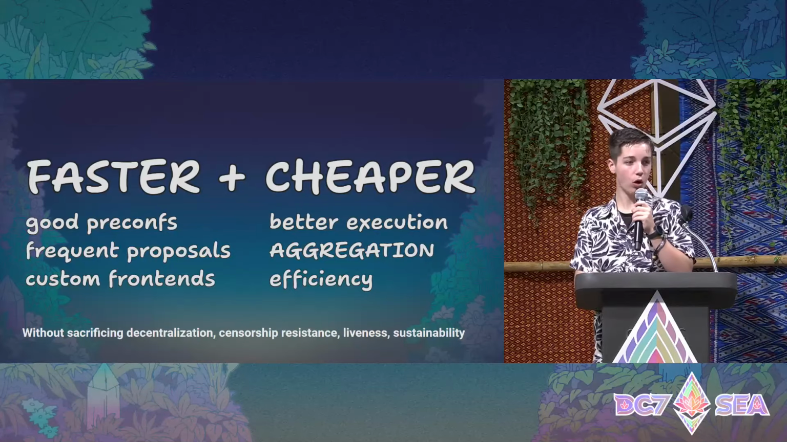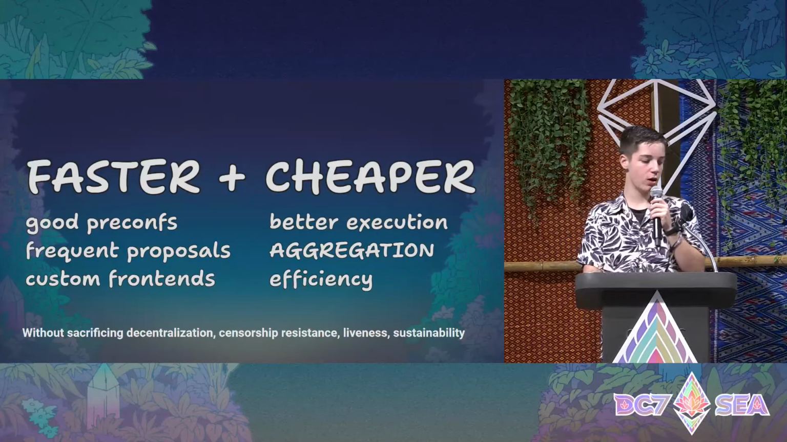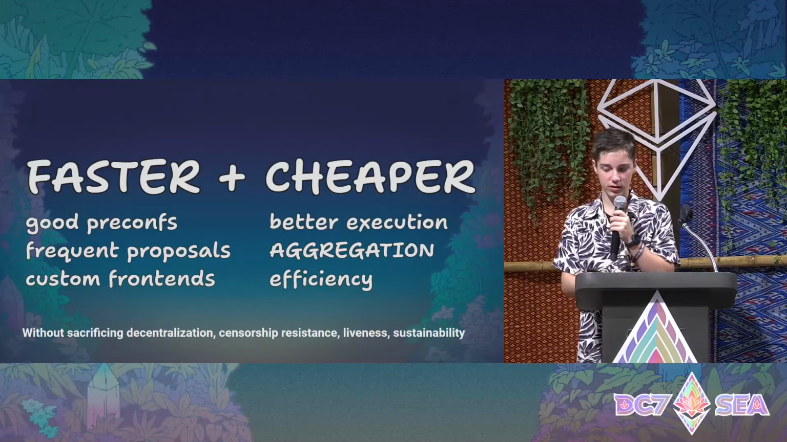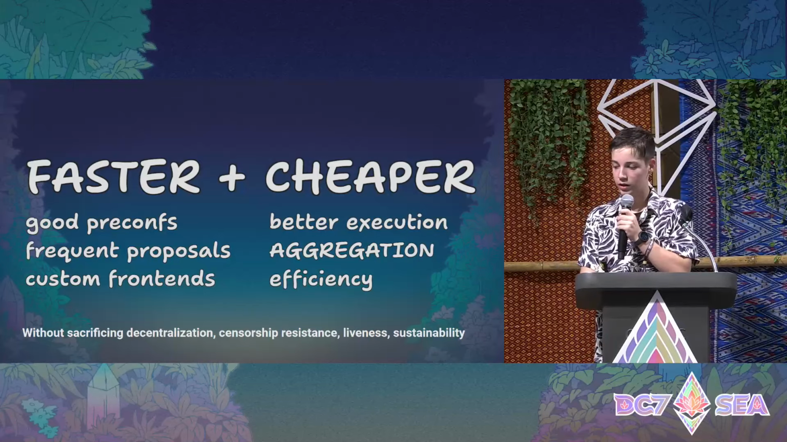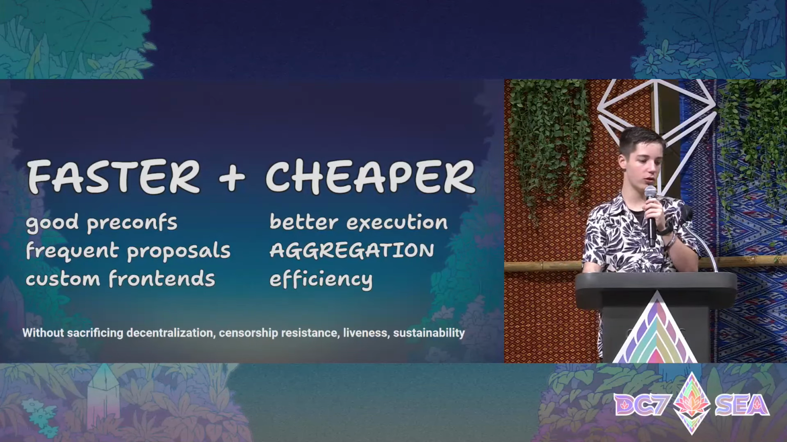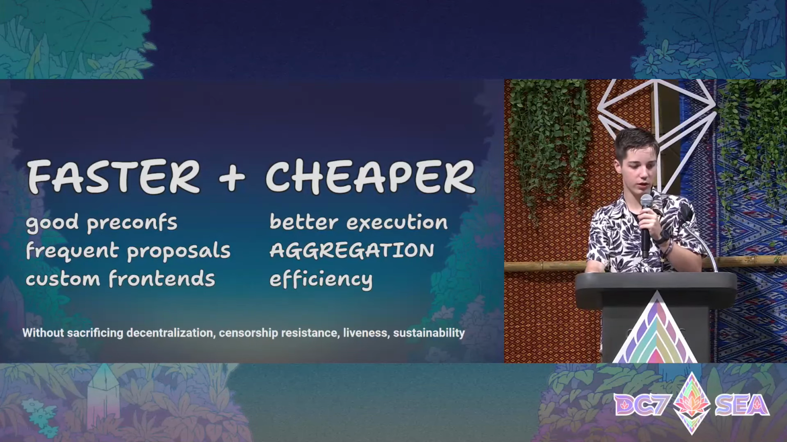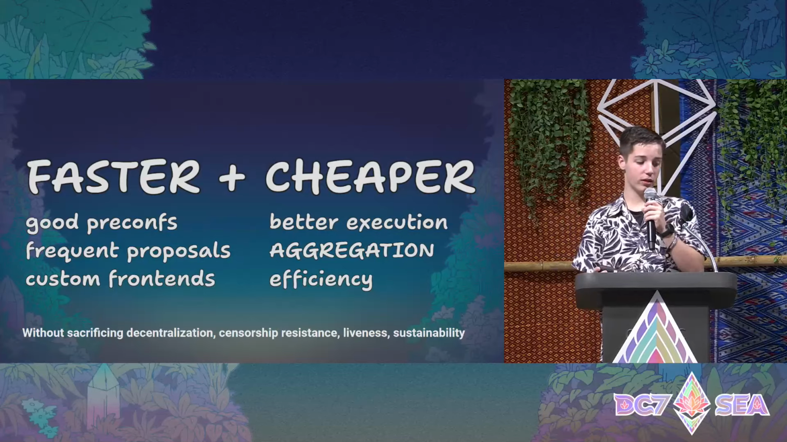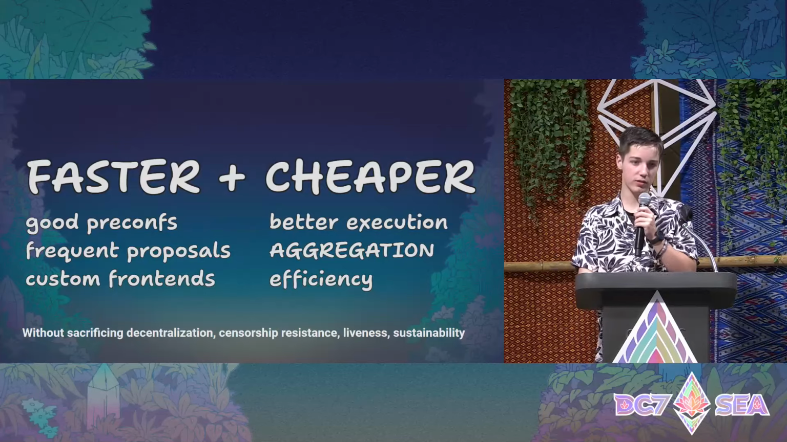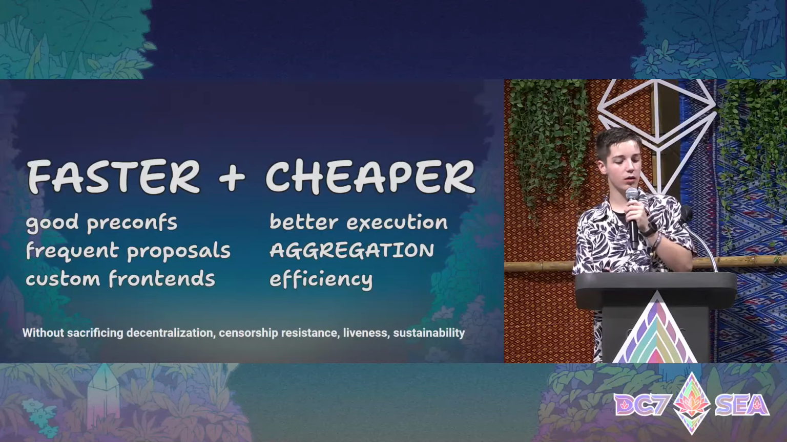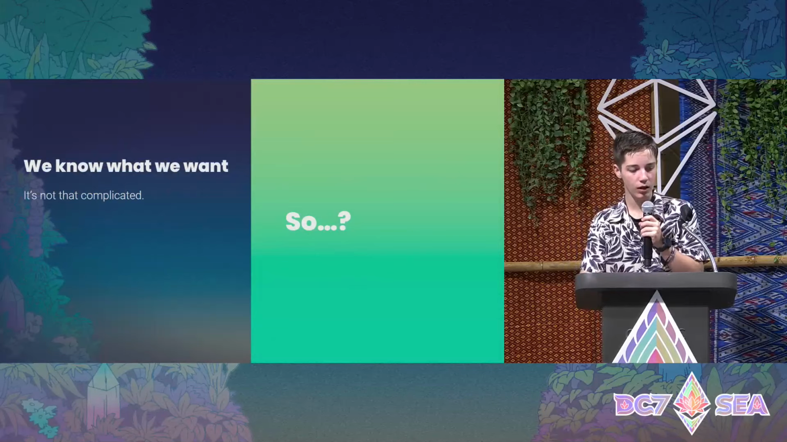Now, we want to do all of these things, and both of these things, I guess, without sacrificing decentralization and censorship resistance, liveness, and sustainability. So this is where you can get faster and cheaper if you go to all layer 1. You can do it on a centralized sequencer layer 2. What you can't do is faster and cheaper with decentralization, censorship resistance, liveness, and sustainability without some form of based sequencing, in my opinion.